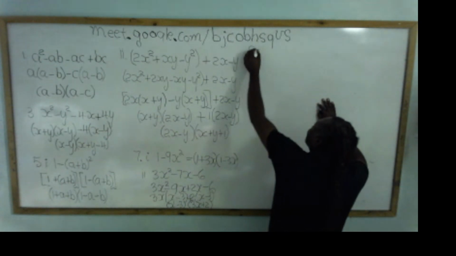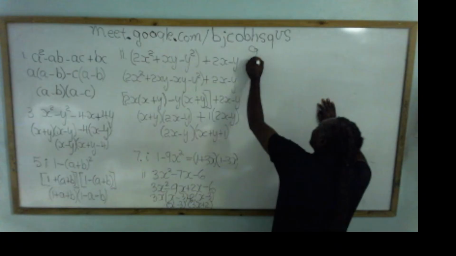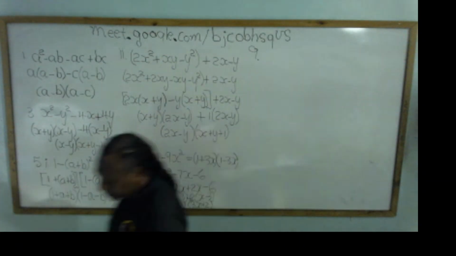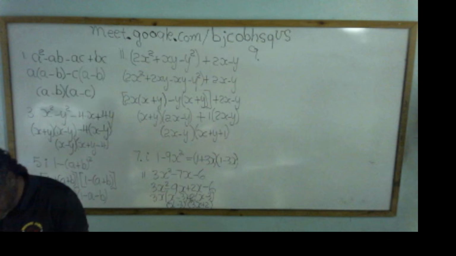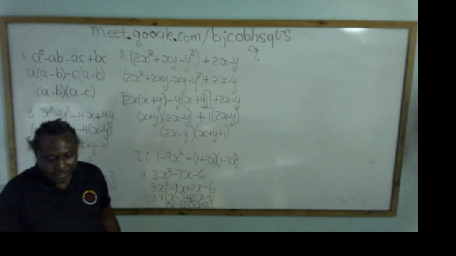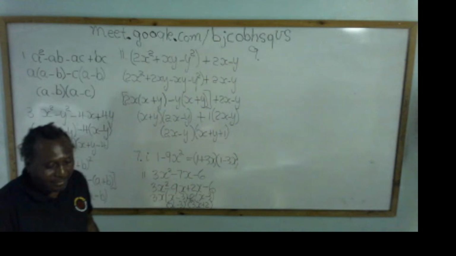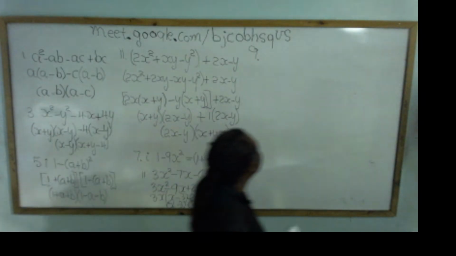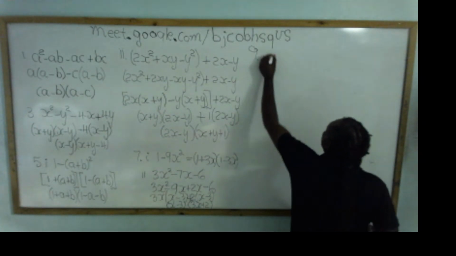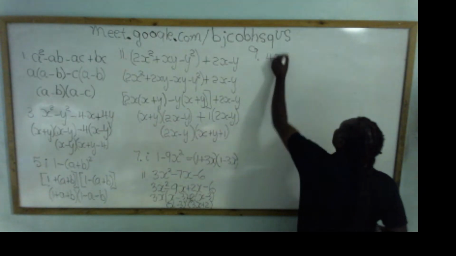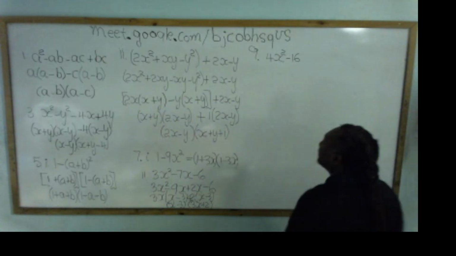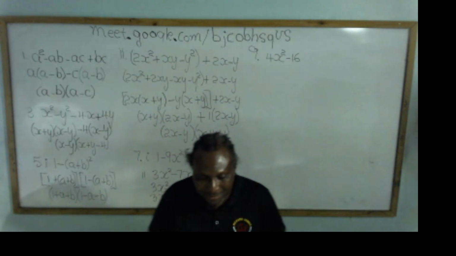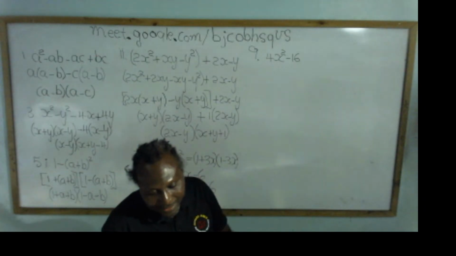Number 9, x squared minus 16. Alright, first of all, I'm looking, where is it in comparison to the left? Well, it's above it, so we can factorize like that.